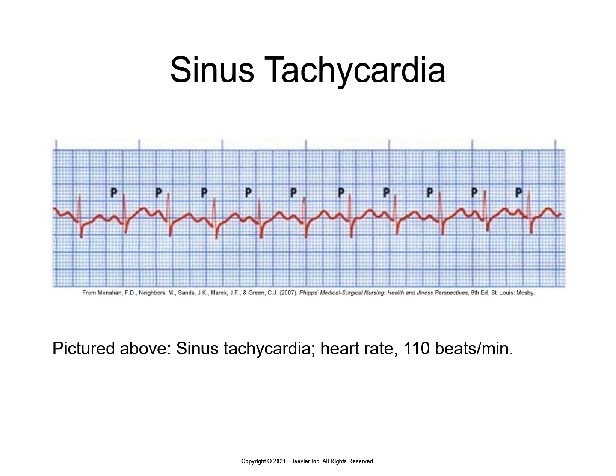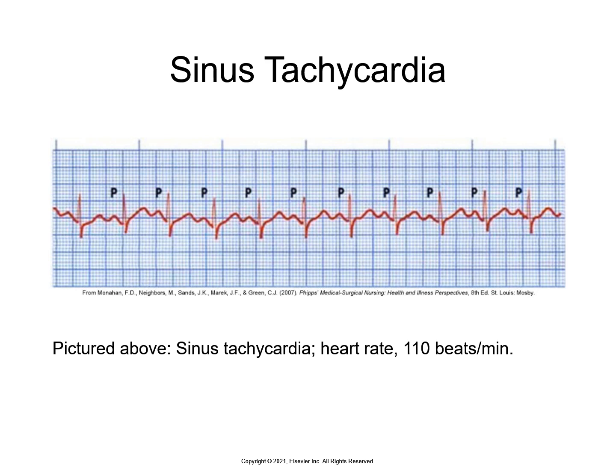So here's a picture of sinus tachycardia. This is a heart rate of 110 beats per minute. You can count them, and this is a 6-second strip. 1, 2, 3, 4, 5, 6, 7, 8, 9, 10, 11. So that's 110 beats per minute.